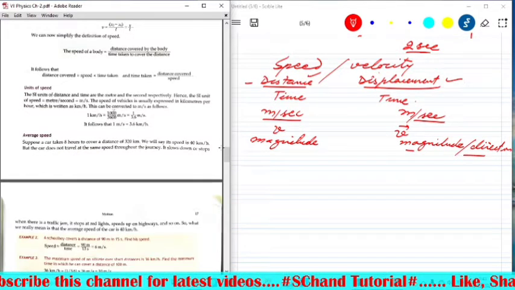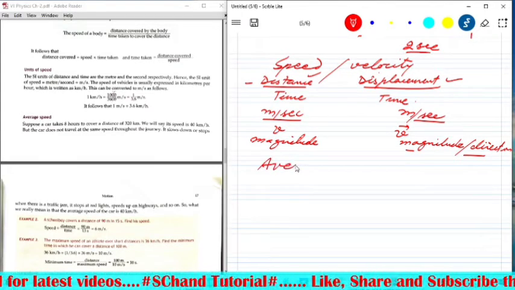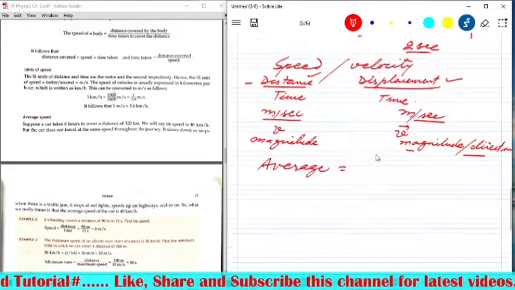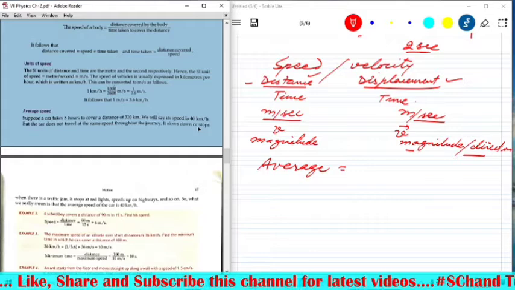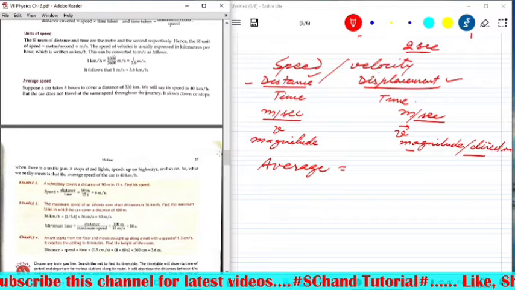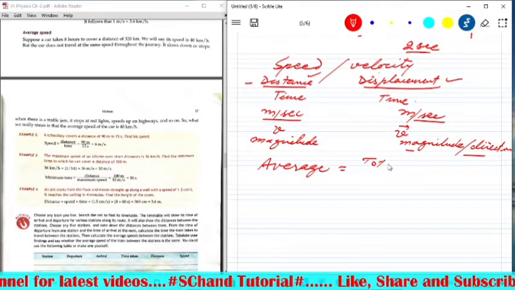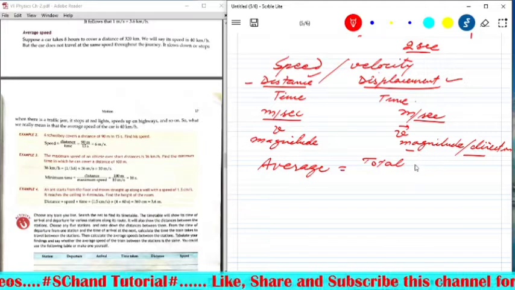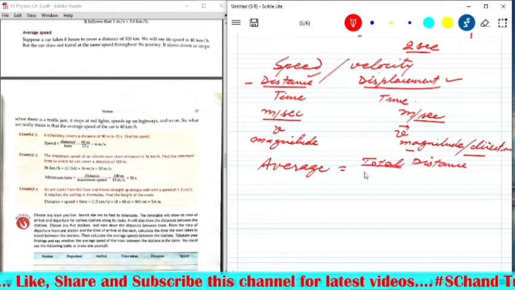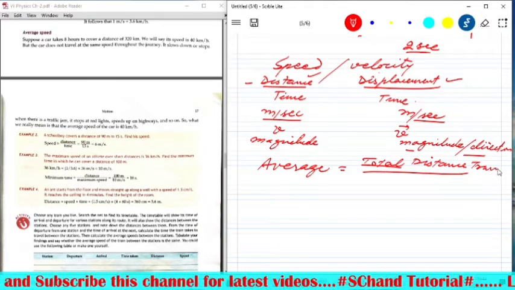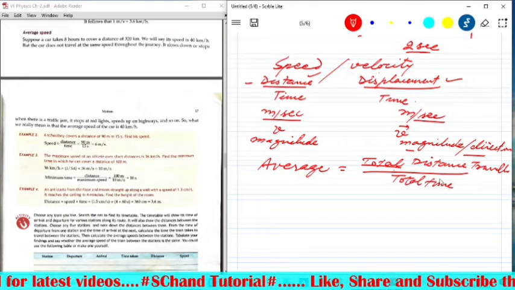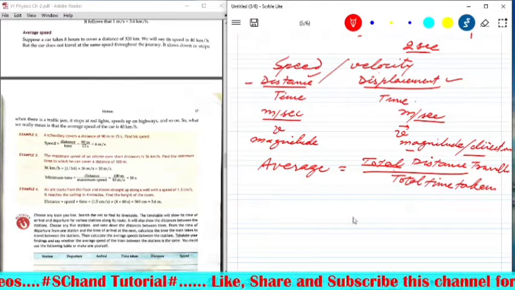Units we have discussed. Average speed: average speed is the total distance traveled over total time taken. If the body is traveling with different speeds, then how to find the average speed? Total distance traveled over total time taken. This is how we can find the average speed.